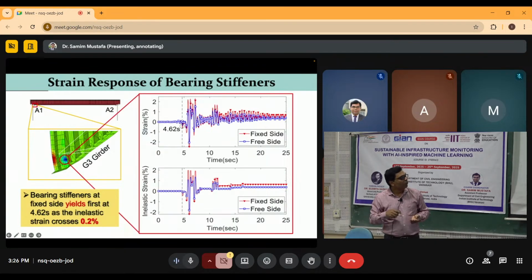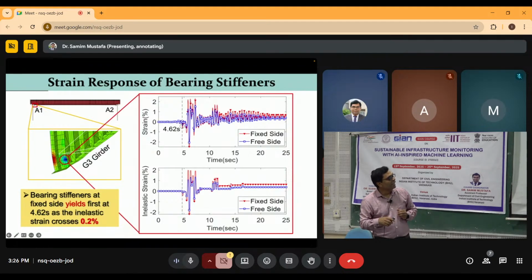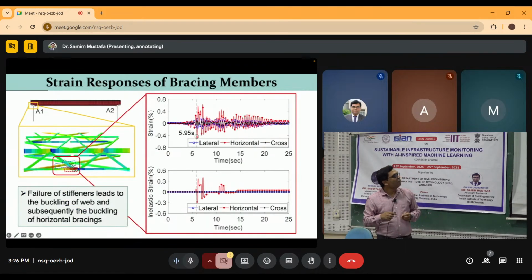Then, of course, because it is fixed on the fixed side, stress accumulation is higher there. Because it is free on the roller side, the stress accumulation is lesser. So you can see the elastic strain is higher for the fixed side and lower for the free side. Now, what else?